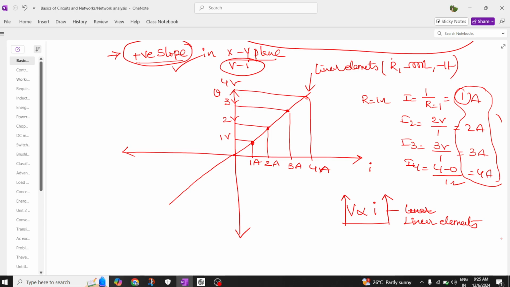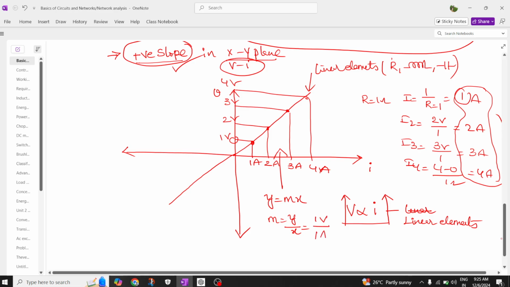Now, sir, what happens here? You can see here, if you find out the slope, how do you write the slope? y is equal to mx. m is equal to y coordinate by x coordinate. Here, what is the y coordinate? Voltage, so 1 volt. What is the x coordinate? 1 ampere. So V by I is nothing but R.